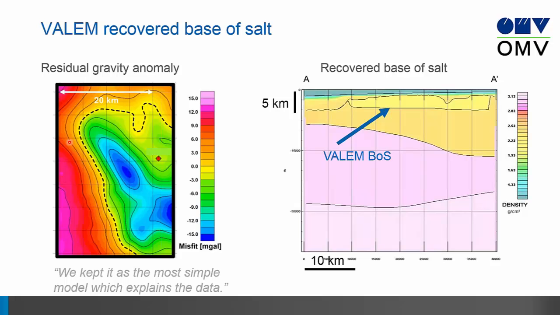So using these two, they ran a series of inversions with only the top salt as initial constraint, and they recovered the salt model that you can see here on the right through one section going through the salt. So you can see that relatively flat base of salt. The salt is in yellow here at about 2.2 grams per cubic centimeter. So the gravity base of salt was then fed back into the velocity model for validation.